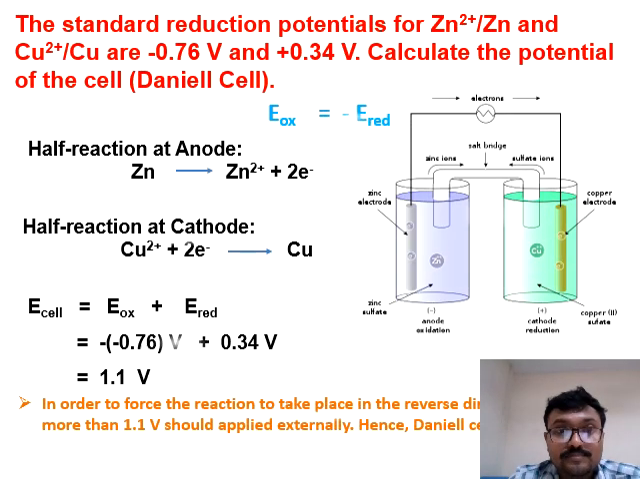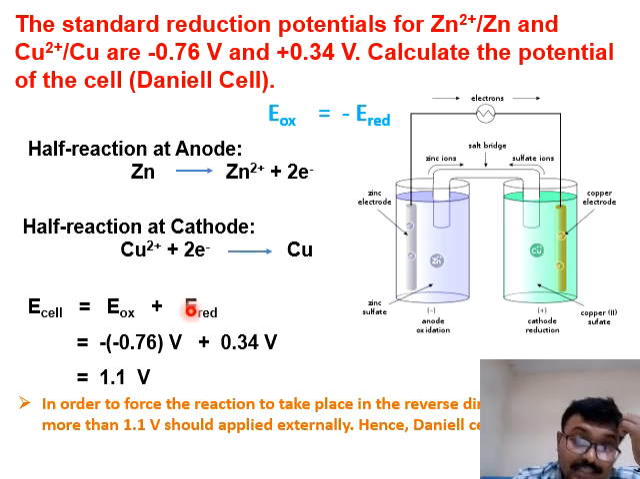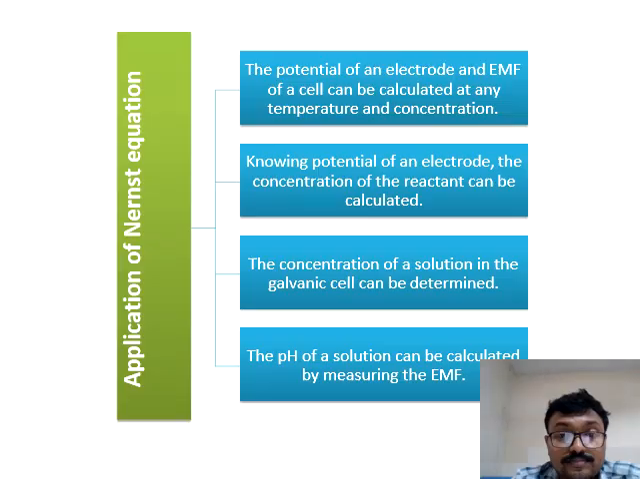Next thing is the calculation of the standard reduction potential for the zinc 2 plus zinc system and the copper 2 plus copper system. It's already given. They are telling us to calculate the potential of the Daniell cell. If the standard reduction potentials are given, we can easily calculate E cell. We add the E of oxidation plus the E of reduction, and we can easily get the E cell value. That is 1.1 volt.